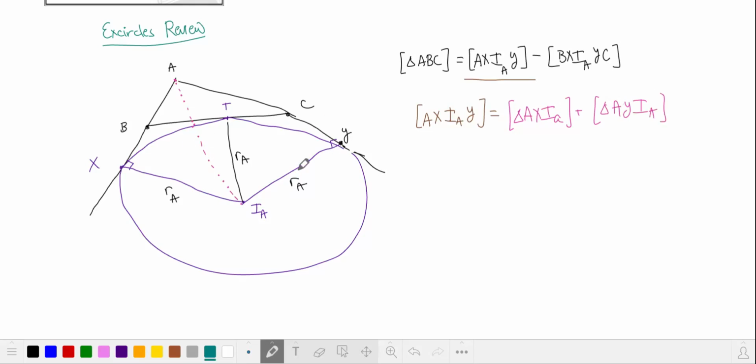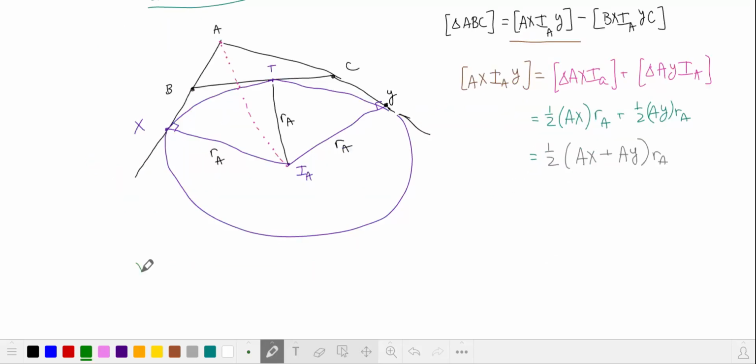X and Y are both tangent points, so we have right angles here. So we'll find the area in the usual way, 1/2 base times height, where the height is the radius of our excircle. And then I'll factor out 1/2 and RA. Since X, Y, and T are all tangent points to our excircle, the distance from B to X is going to be the same as the distance from B to T. And likewise, the distance from C to Y is the same as the distance from C to T.